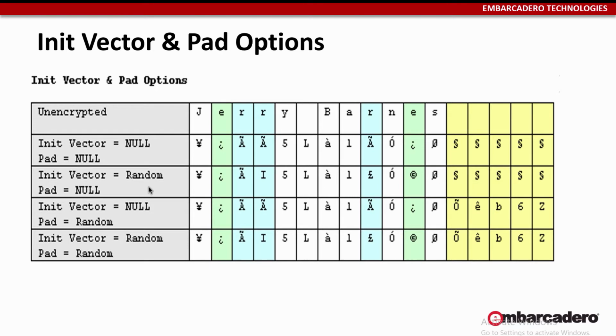For the second case, we set init vector to be random, and we have padding equals null. Now notice everywhere there is an R, we have a unique encryption, and everywhere there is an E, we have a unique encryption. And because pad is still set to null, we still have the same encryption for all of the padding. For the third case, we set init vector to be null, and we set pad to be random. Here we see all the R and E have the same encryption, but the padding is randomized. In the last case, we set both init vector and pad to be random, and this gives us the highest level of security, and it gives us the fewest clues about our data. So all of the R's and E's have unique encryptions, and all of the padding is uniquely encrypted also.